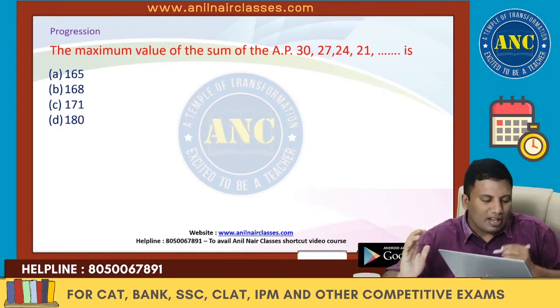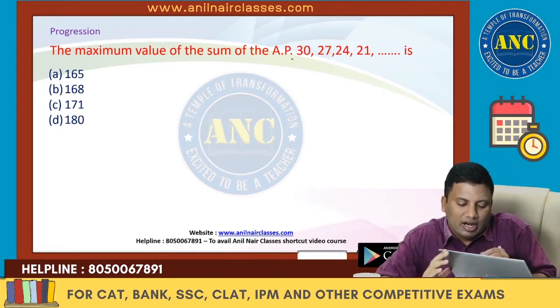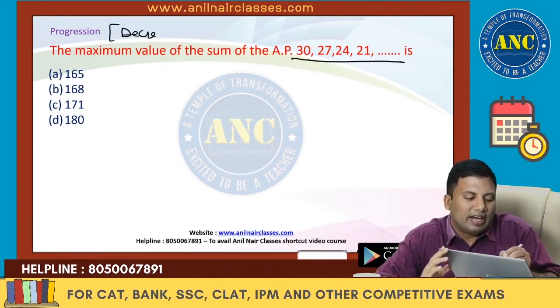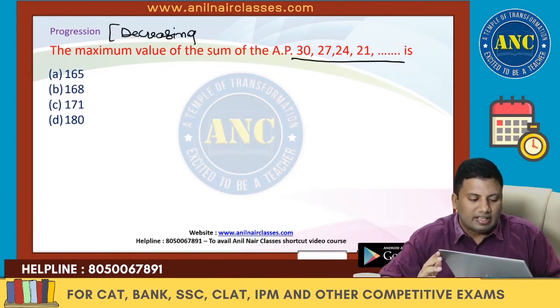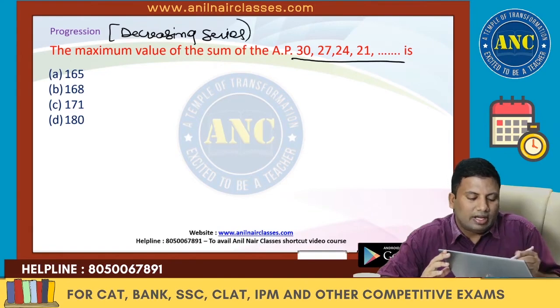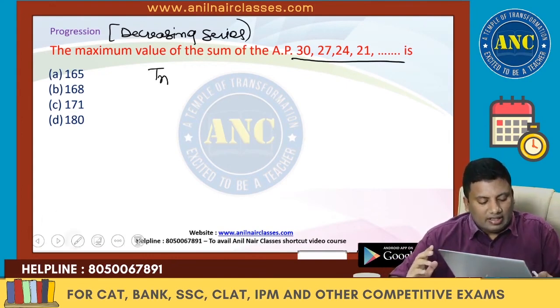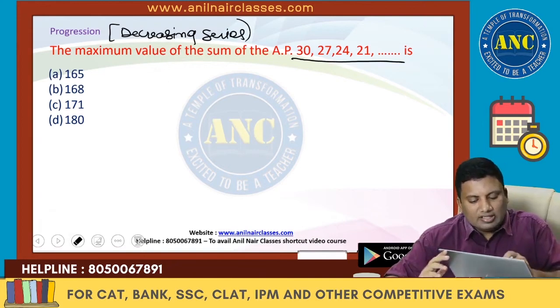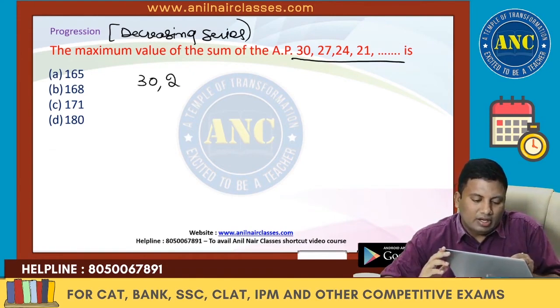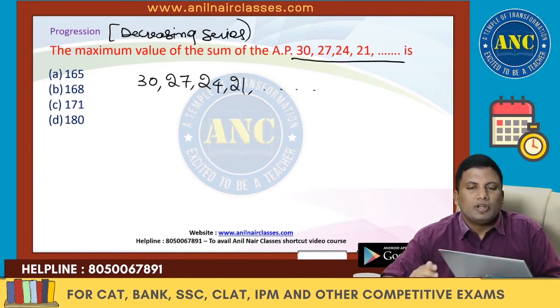Another, various models in every question: 30, 27, 24, 21. These are nothing but a decreasing series. If I take a decreasing series, I have to do it in such a way that the maximum value is there. Now if you see here 30, 27, 24, 21 and so on.